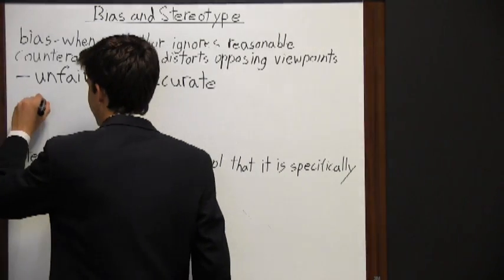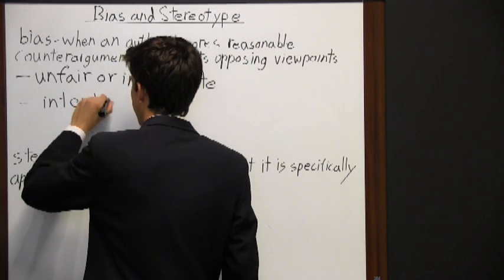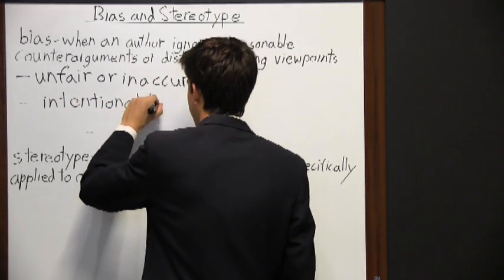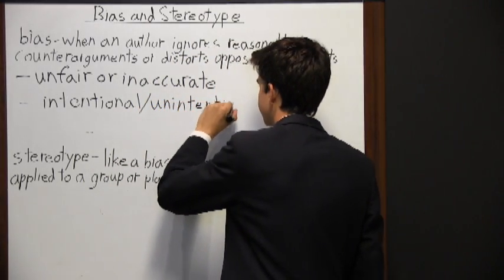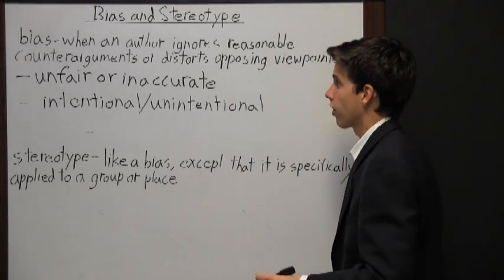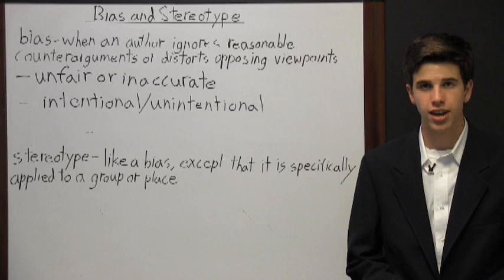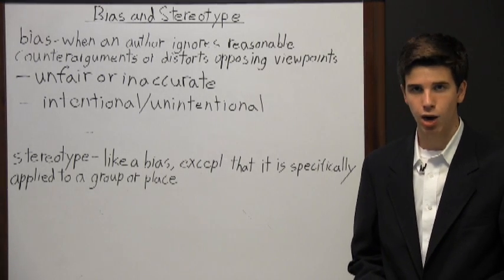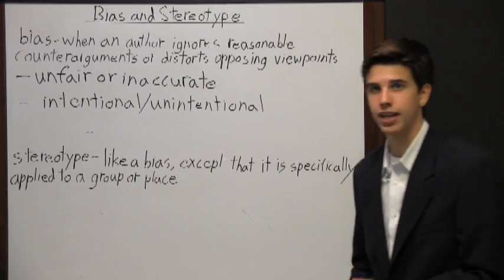So that's an important thing to remember, that an author may promote a bias intentionally or unintentionally. But in the end, it doesn't really matter, because either way, the author is using a bias, and that's something that needs to be corrected. Now, it should be noted that a biased author may still be correct. However, the author will be correct in spite of his or her bias, not because of it.